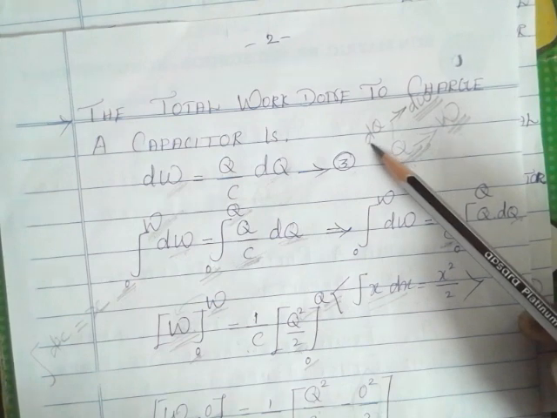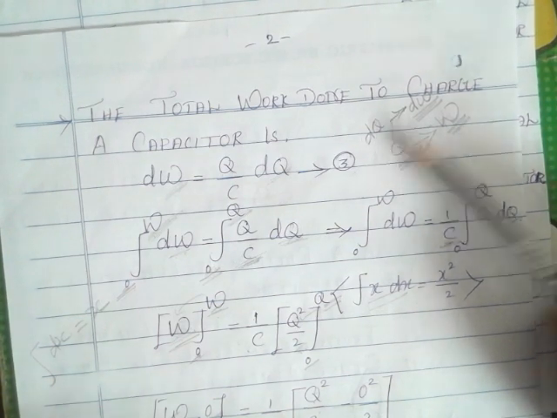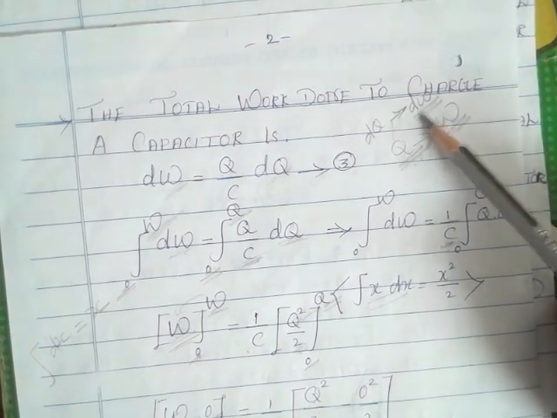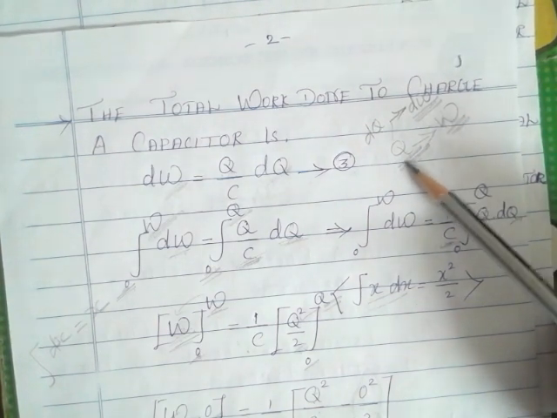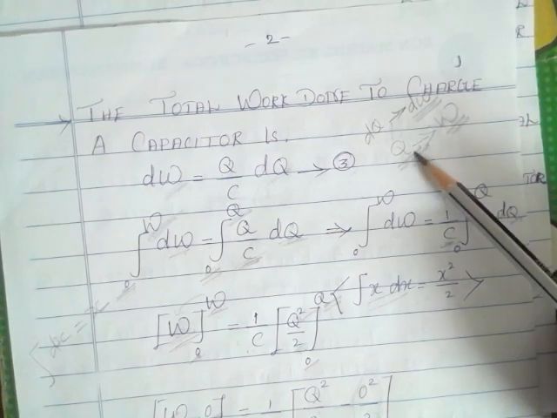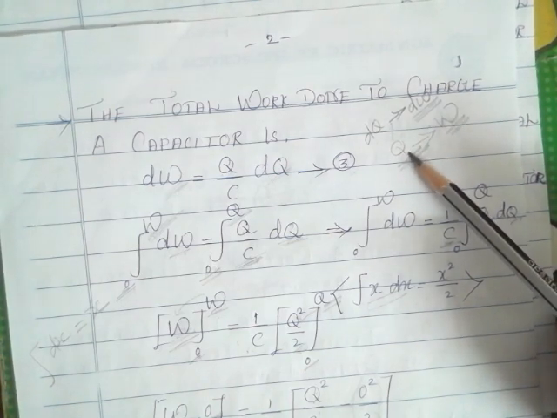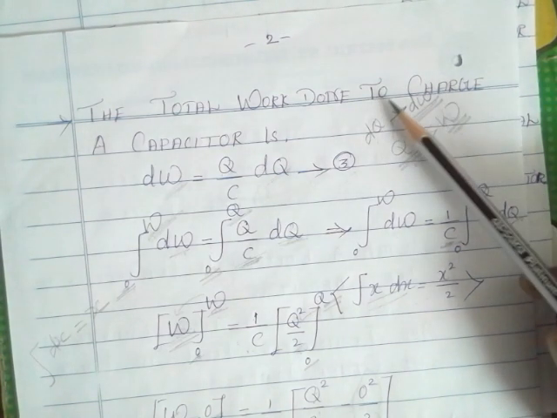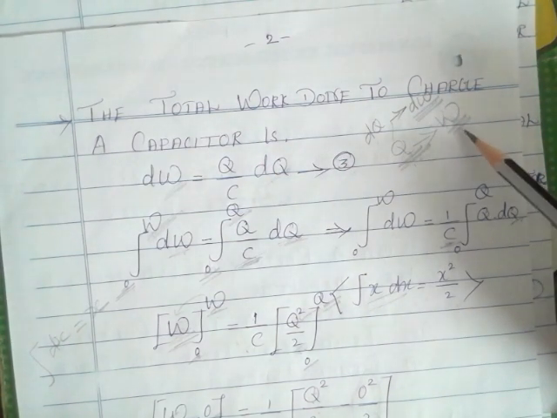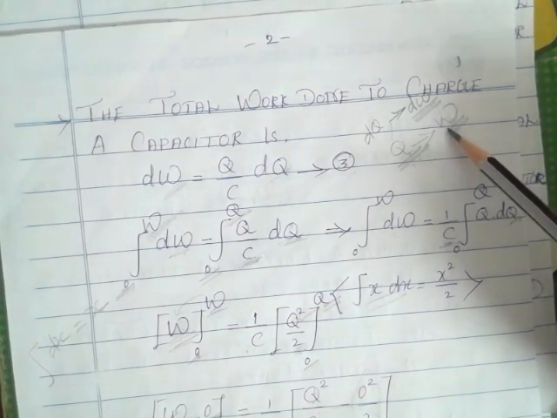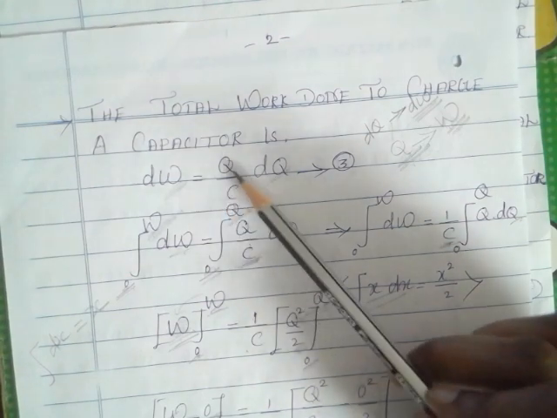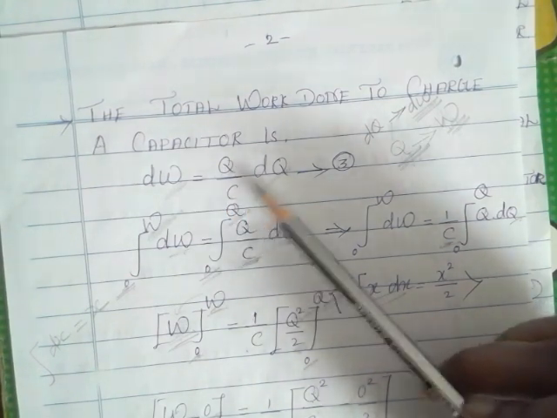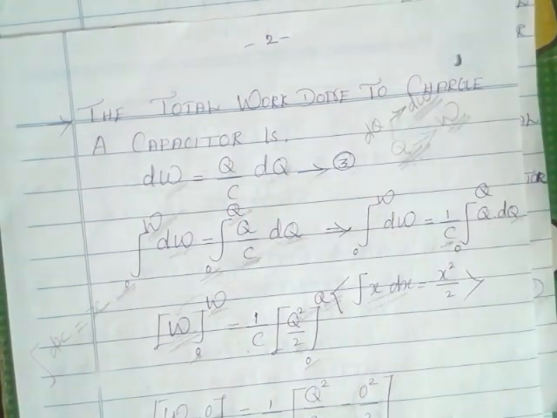Moving dq quantity of charge means the battery has to do dW magnitude of work. At the same time, q quantity of charge has to move from one plate to another plate, which is nothing but charging a capacitor, so the maximum work to be done by the battery is equivalent to W. Then dW is equal to, instead of V, Q by C into dQ. This is equation number 3.